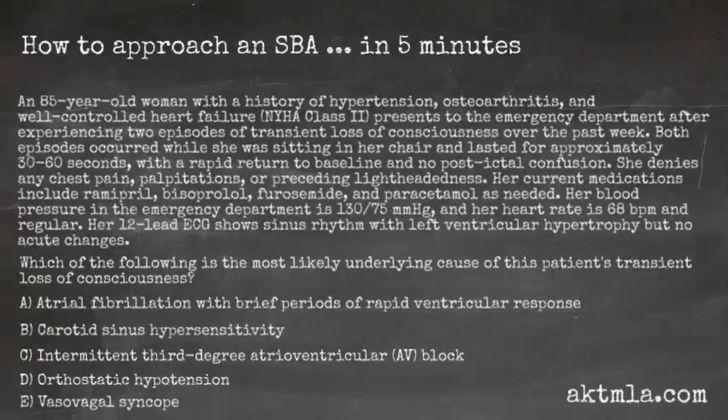Now, you may have got the answer without looking at the potential options. Intermittent third-degree AV block, which is option C, is the most likely explanation in an elderly patient with underlying heart failure and left ventricular hypertrophy. This condition involves the intermittent failure of electrical impulses from the atria to reach the ventricles, leading to transient periods of asystole and subsequent loss of consciousness. The sudden onset while sitting and the rapid recovery are consistent with this.